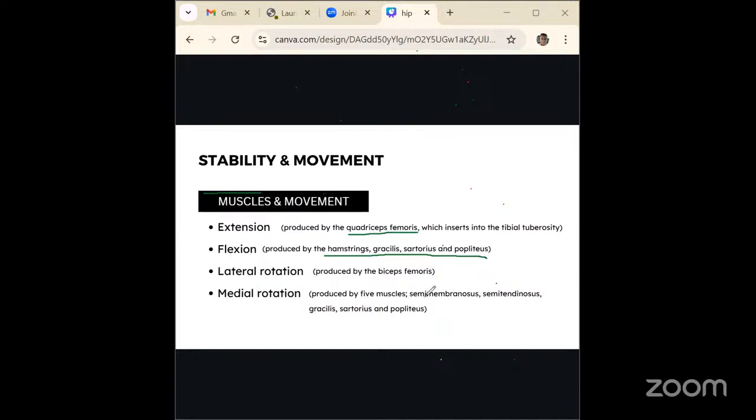And then also remember that the hamstring muscles are the semimembranosus, semitendinosus, and biceps femoris. These 3 form the hamstrings.